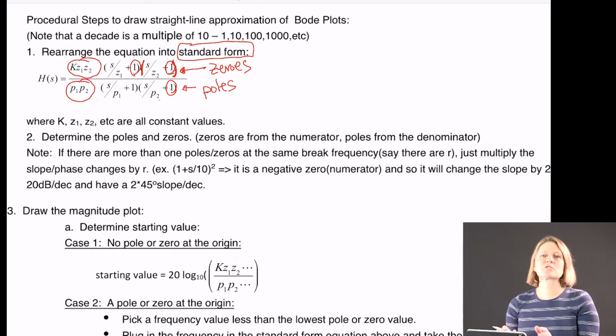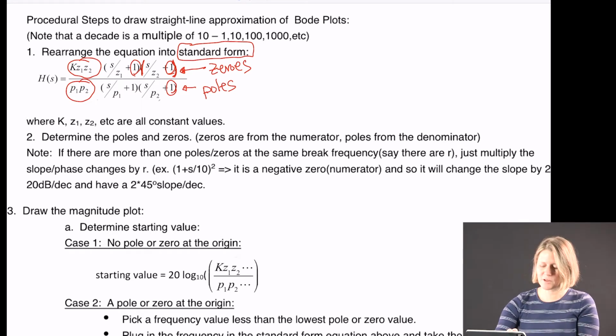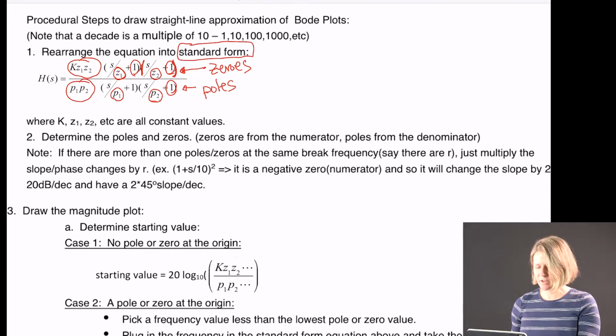Next we want to determine the values of these zeros and poles. The value of each is the number underneath the S. So Z1 and Z2 are our zeros, and P1 and P2 are our poles. Note that if there is more than one pole or zero at the same frequency, then we just multiply their effects, and you're going to see what the effects are in a second.